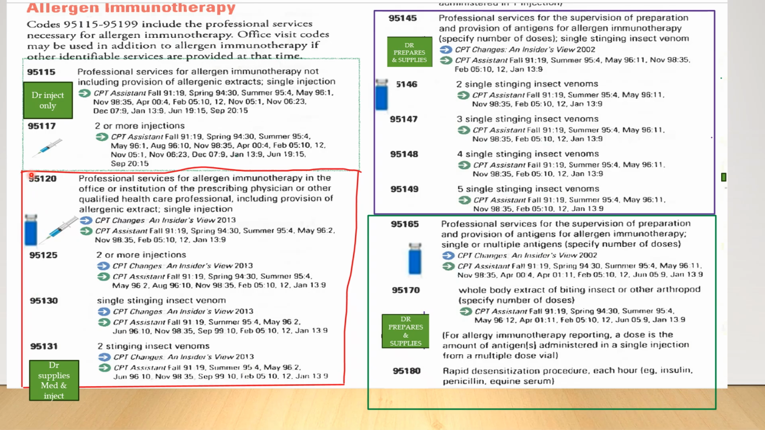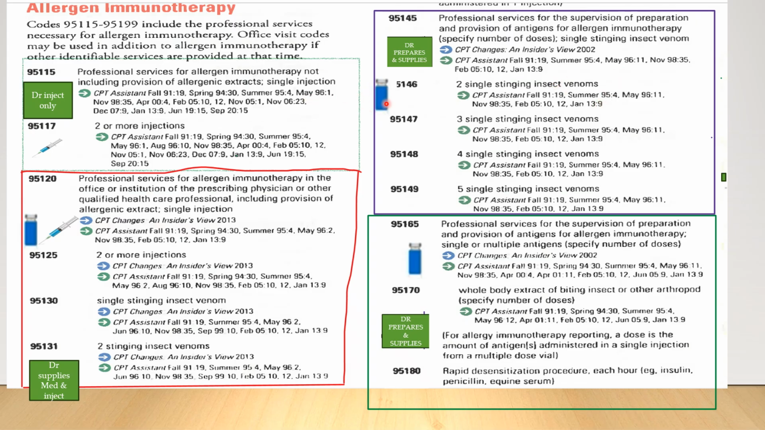Now let us look at this bubble. It talks about both, including the provision of the allergenic extract, single injection. So the doctor supplies the medicine and injects also. That is both supply and inject. Now let us come to the third bubble. In this third bubble, the doctor prepares the supplies. That's it. But they do not inject.